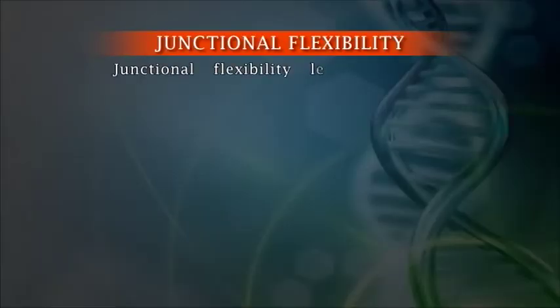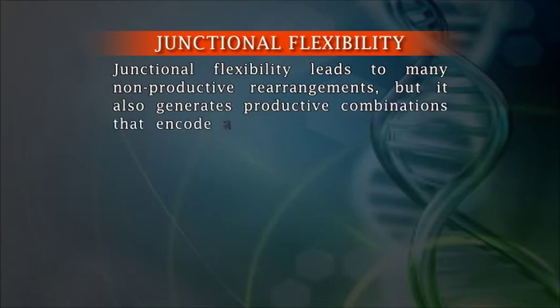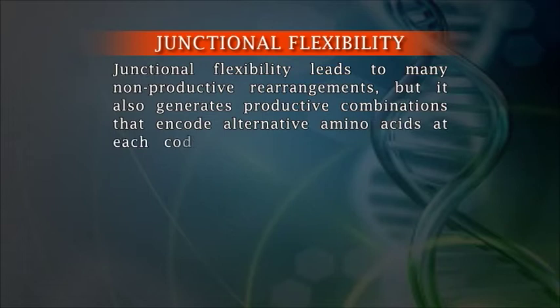The enormous diversity generated by means of V, D and J combination is further augmented by a phenomenon called junctional flexibility. Recombination involves both the joining of recombination signal sequences to form a signal join and the joining of coding sequences to form a coding join. Junctional flexibility leads to many non-productive rearrangements, but it also generates productive combinations that encode alternative amino acids at each coding join, thereby increasing antibody diversity.